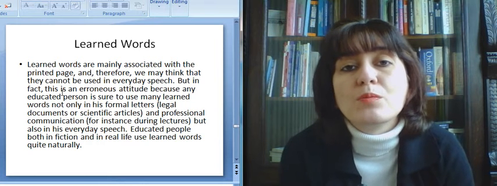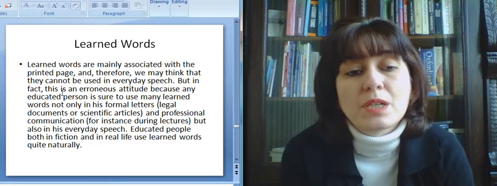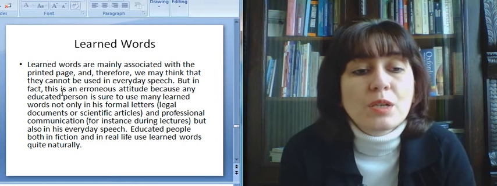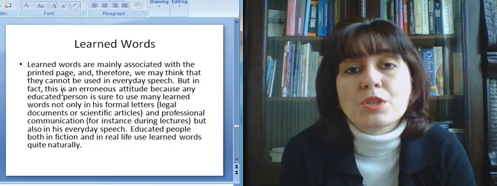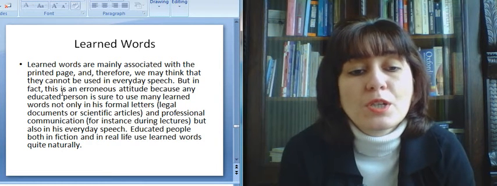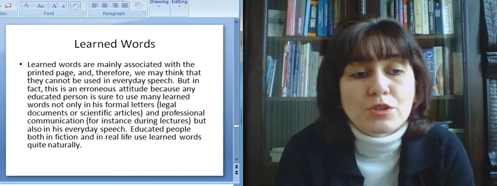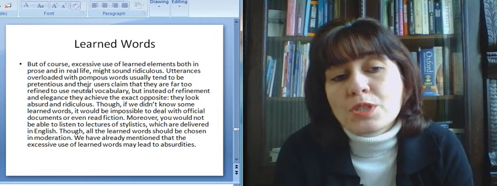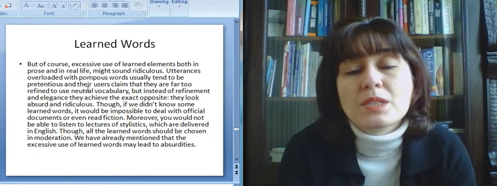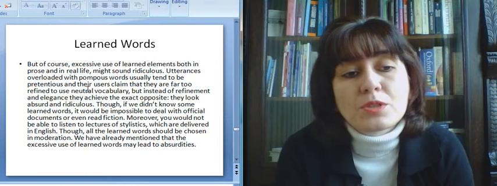words not only in his formal letters, legal documents, or scientific articles and professional communication, for instance during lectures, but also in his everyday speech. Educated people, both in fiction and in real life, use learned words quite naturally. But of course, excessive use of learned words, learned elements, both in prose and in real life, might sound ridiculous.